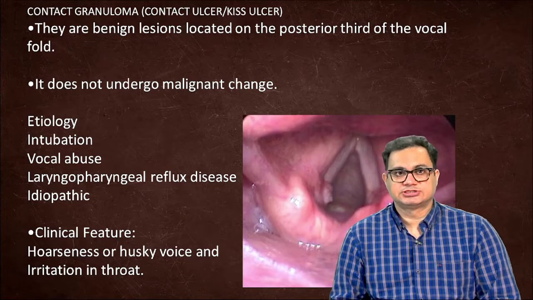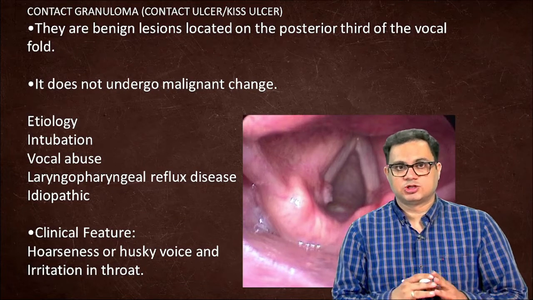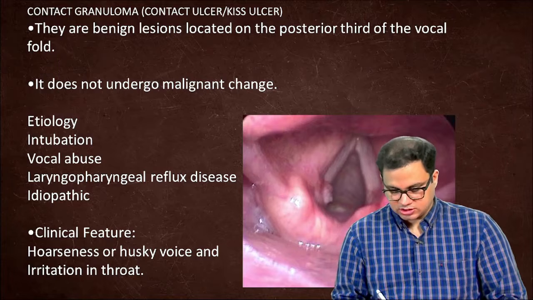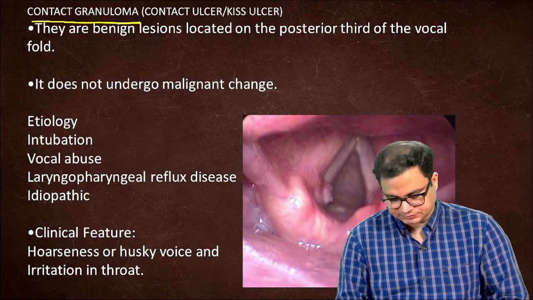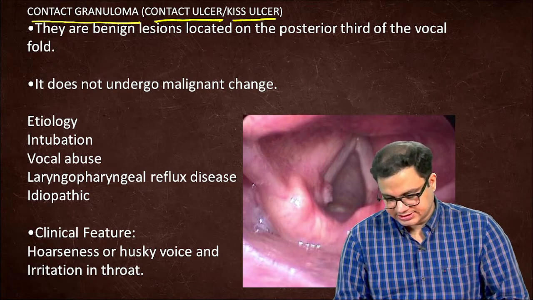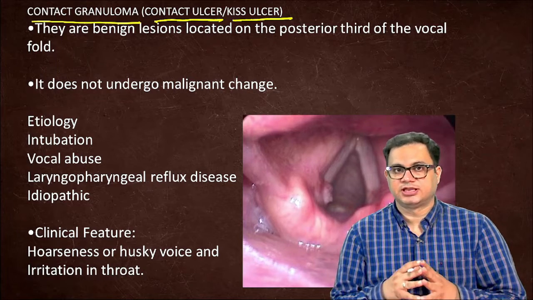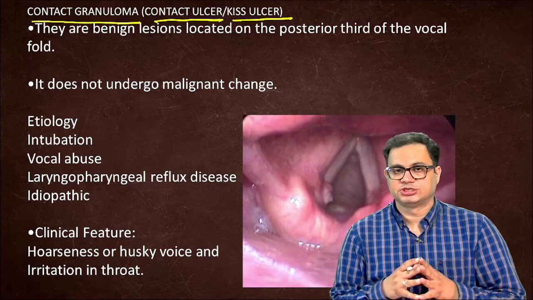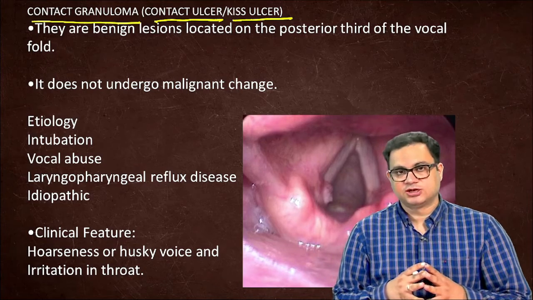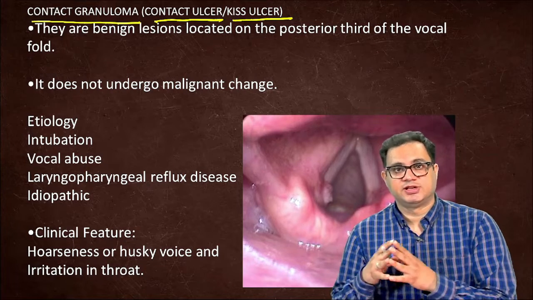Now coming to the next condition, that is the contact granuloma. It is also known as contact ulcer or the kiss ulcer. Now it is a benign lesion. It is totally a benign lesion. It is not a pre-malignant lesion. A couple of people misdiagnosed it as a pre-malignant or a malignant condition.